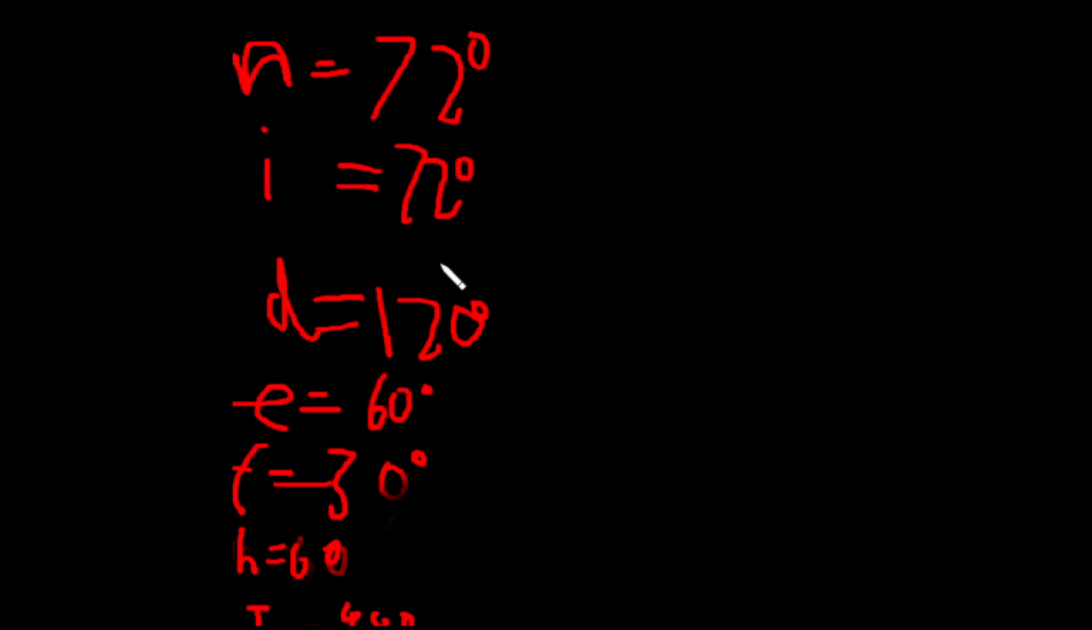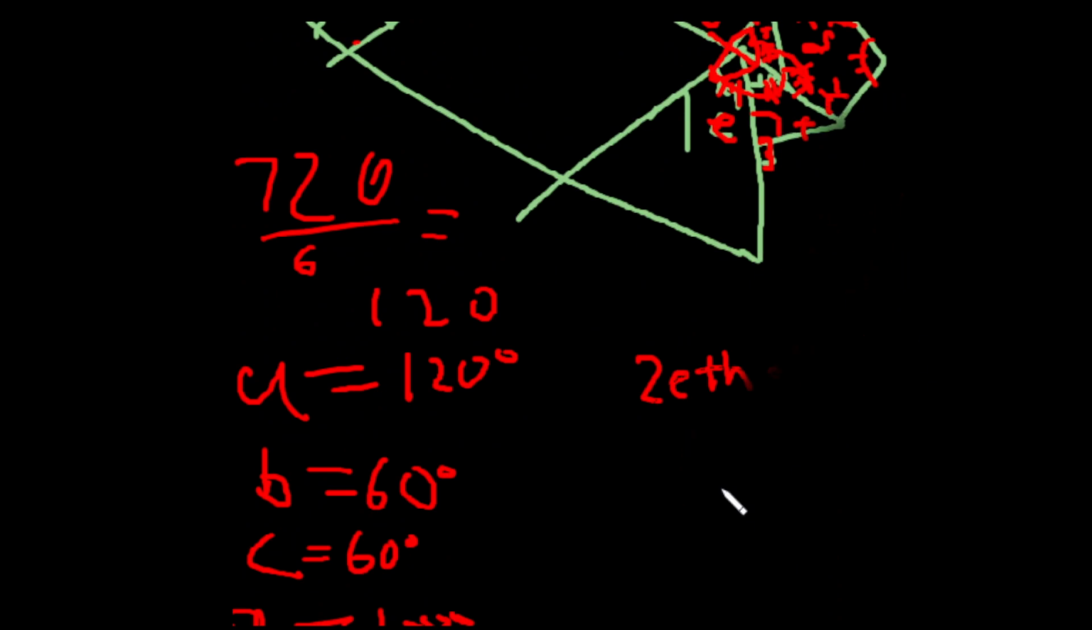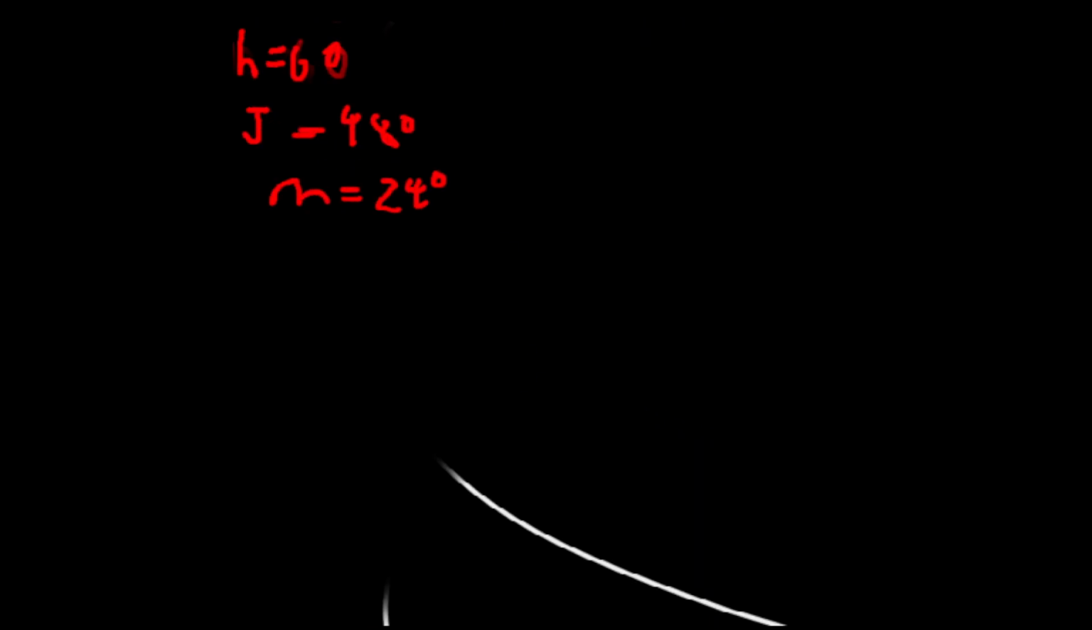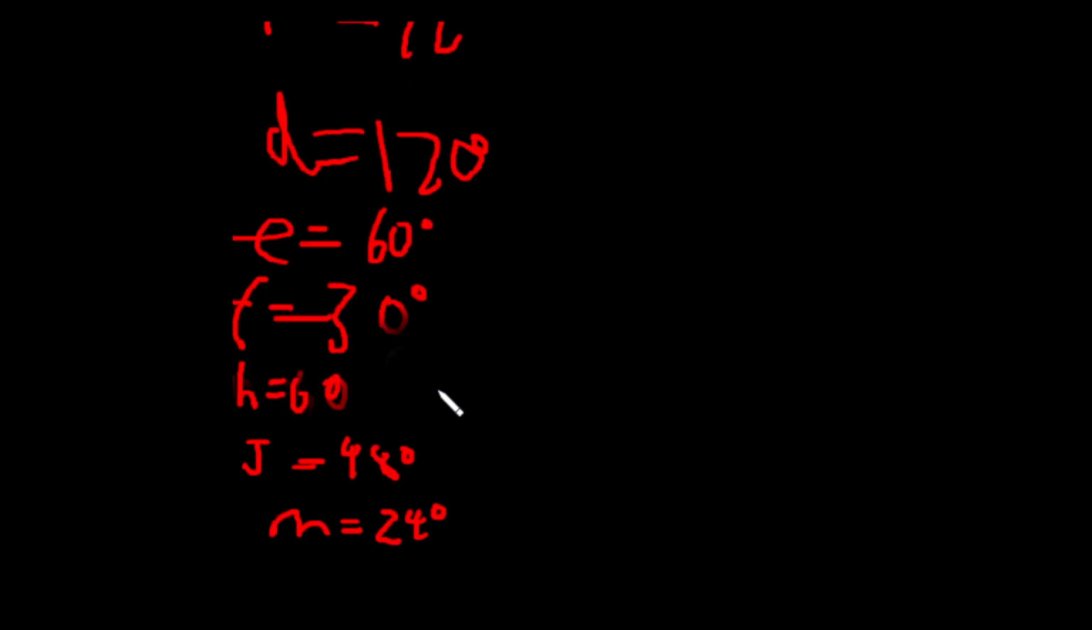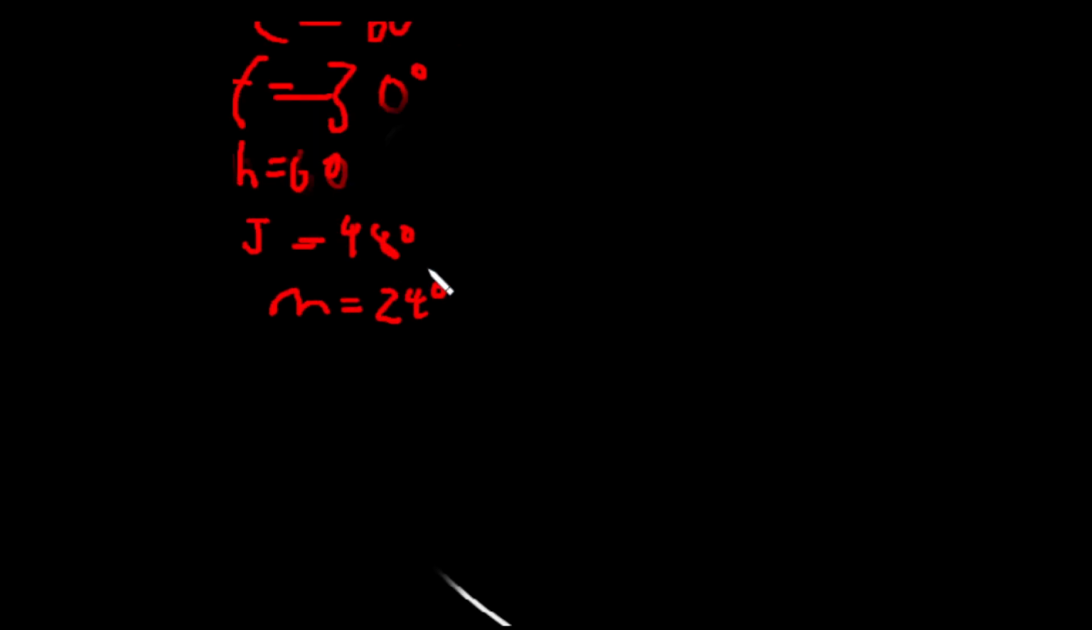So now what we have to do is O, at this top. So O is just M plus N plus O equals 180. M and N are 72 and 24, so 180 minus 72 minus 24 is 84. O equals 84.